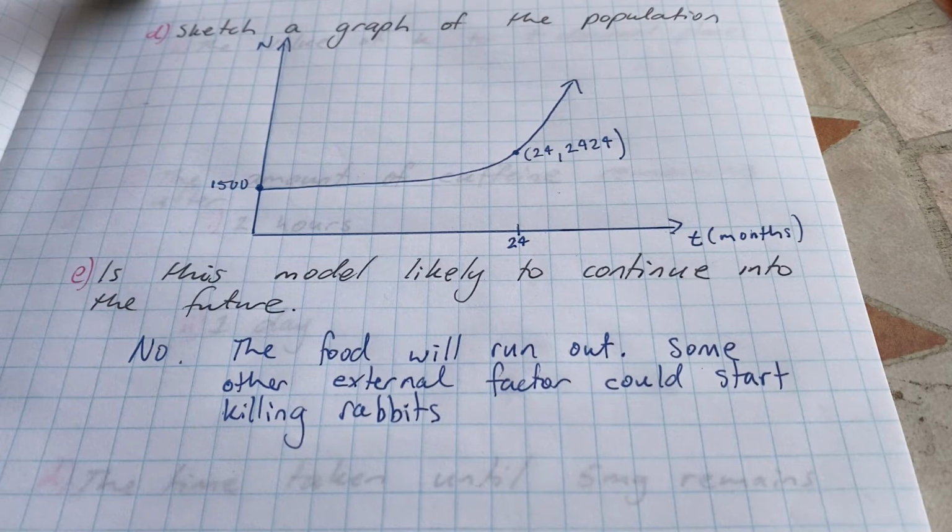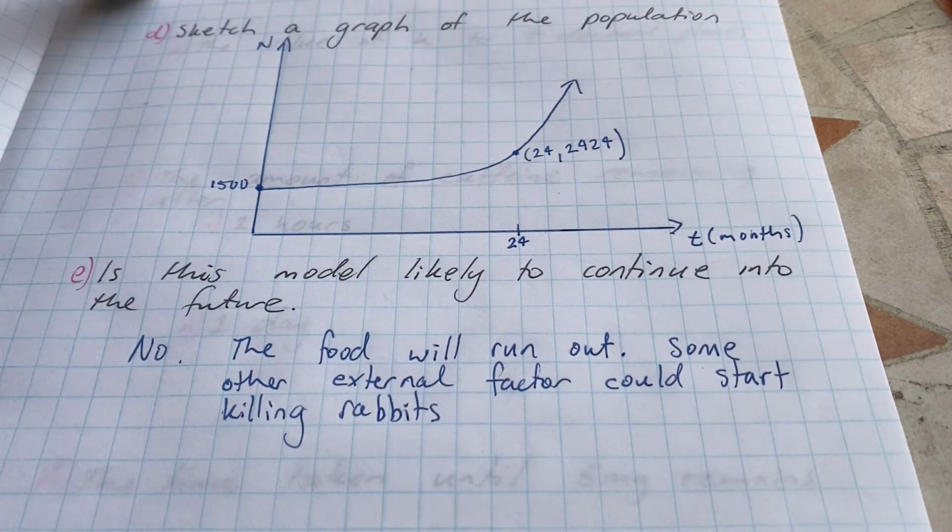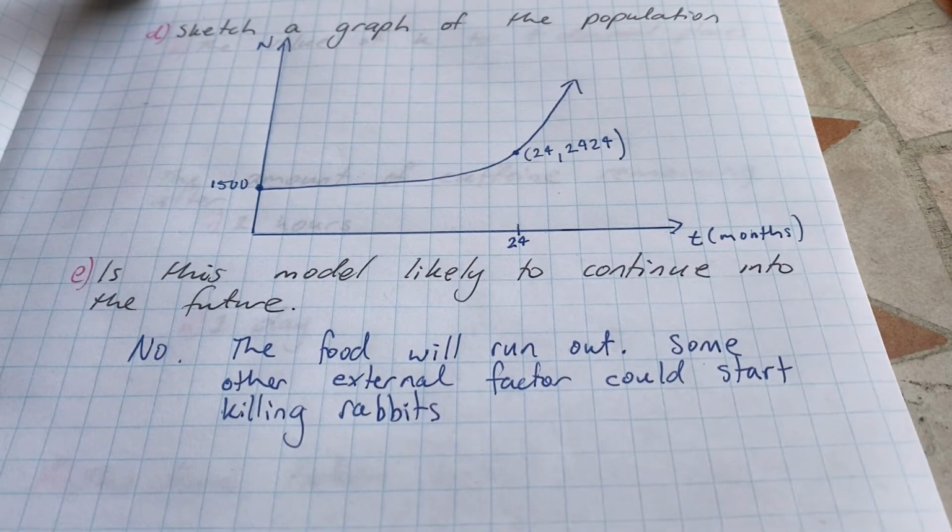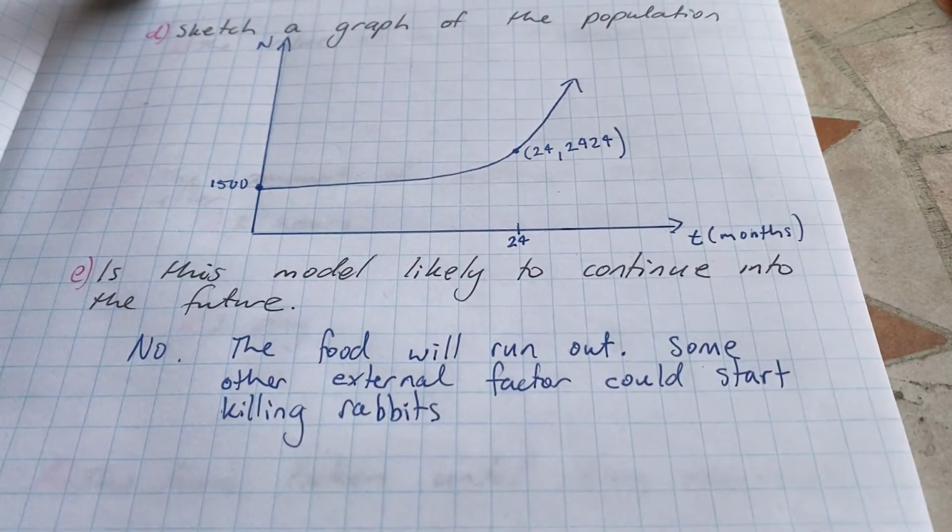No. Basically with any population growth there tends to be something that's going to limit that growth in some way. So here with rabbits, the food will run out if there are too many rabbits. Some other external factor could start killing the rabbits, like humans could start poisoning the rabbits. A new predator may come along and start killing the rabbits. There's all sorts of things that could happen.